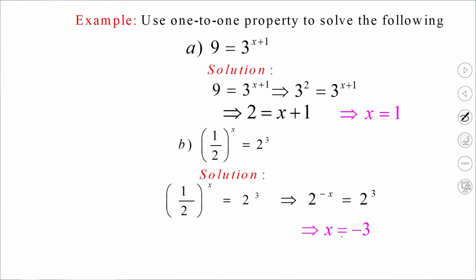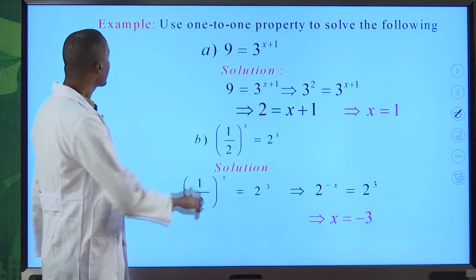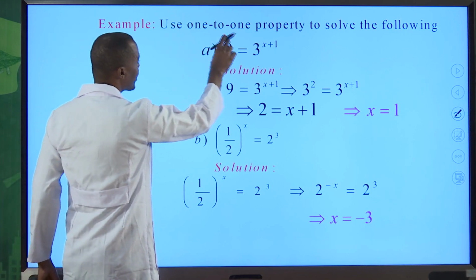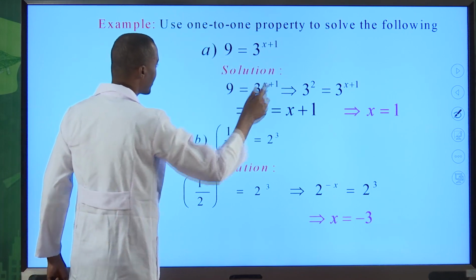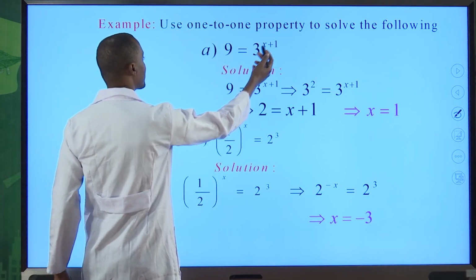And the logarithmic and the exponential functions are inverse to each other. The inverse of a logarithmic function is an exponential function, and the inverse of an exponential function is a logarithmic function, the other way around also. So here is the consequence of the one-to-one property that will enable us to solve a problem such as 9 is equal to 3 to the power of x plus 1.